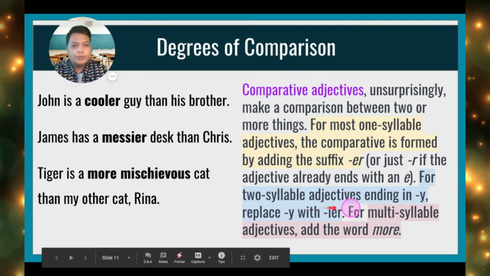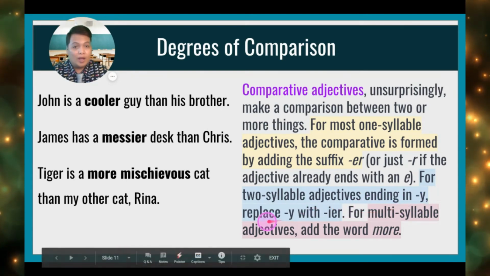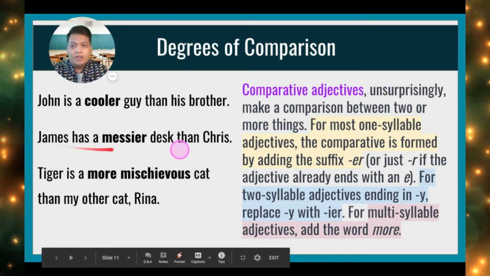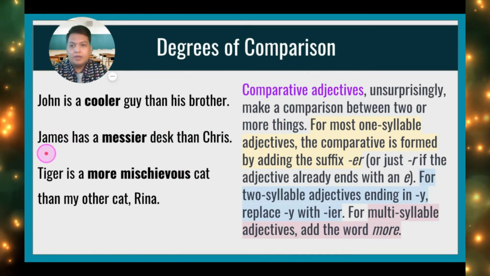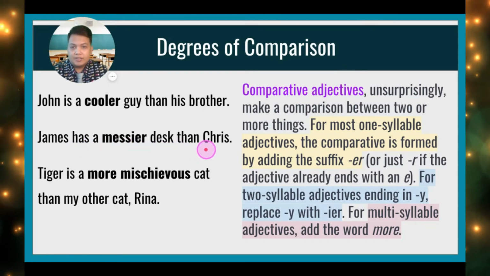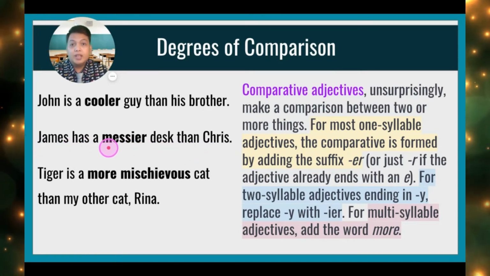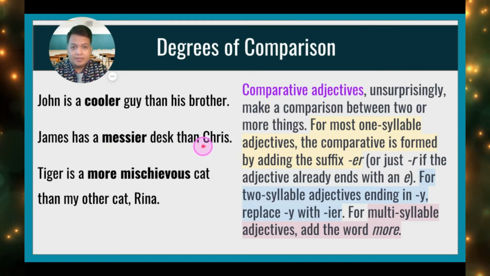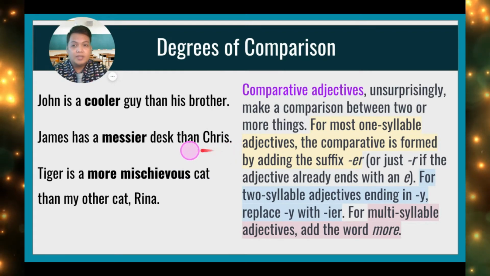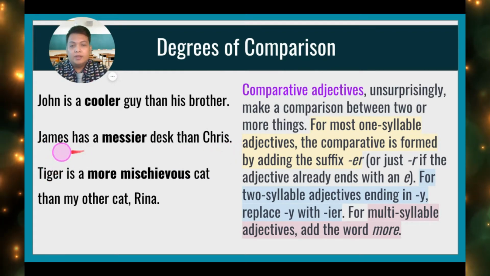Now for two syllable adjectives ending in y, replace the y with i and add er. So here in our example, let's try to read them. James has a messier desk than Chris. Again, James has a messier desk than Chris. So we're trying to compare two desks, the one that belongs to Chris and the one that belongs to James.